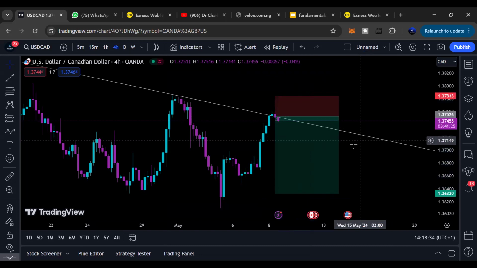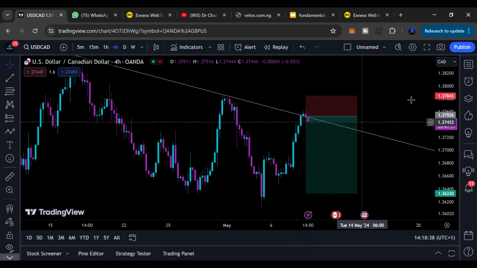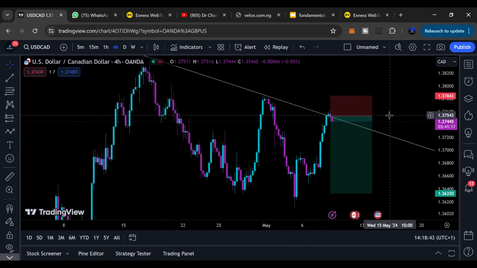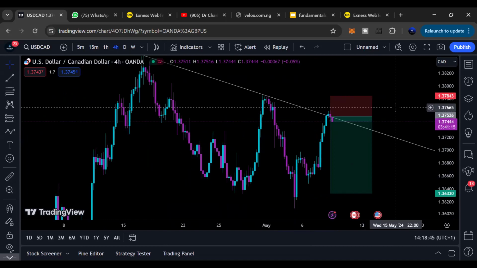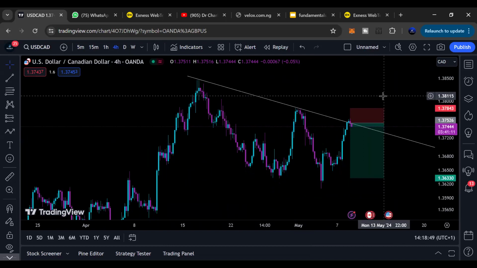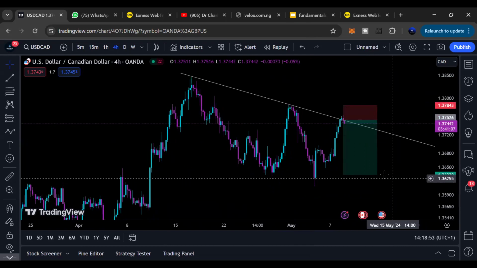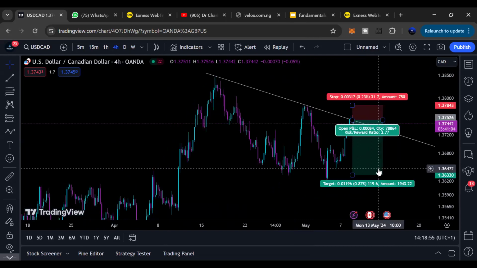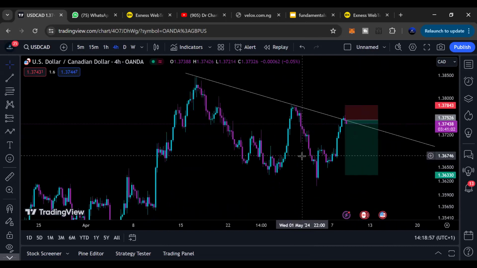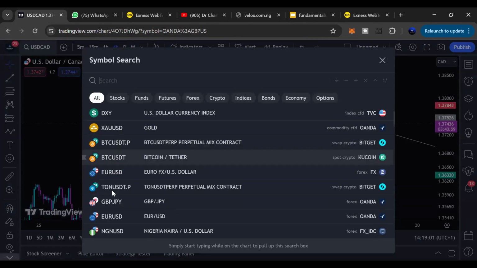So what this means is that if this USD CAD eventually reverses and hits 1.37843, on no account should we still be on this trade. We have no reason to be on this trade because our trading idea or our prediction has been invalidated. In other words, our prediction is wrong, so we shouldn't be on this trade. I hope this is making sense. So let's look at the reverse, whereby you want to buy.